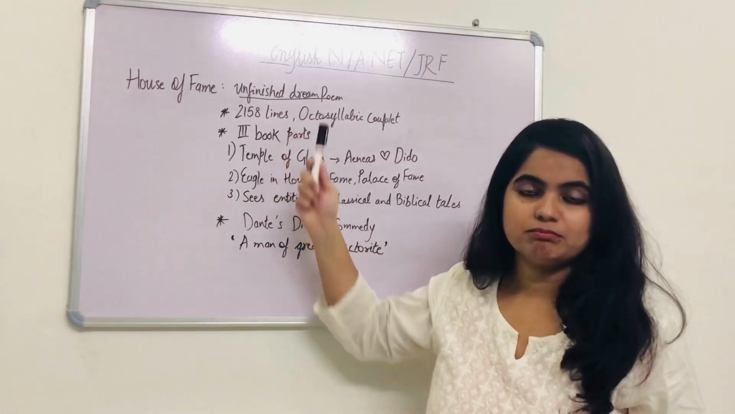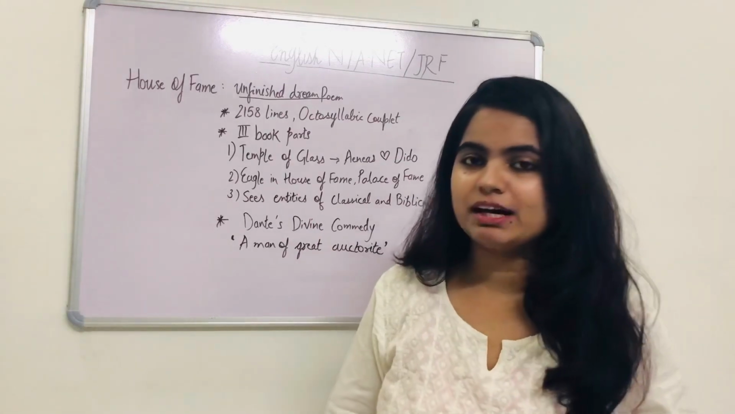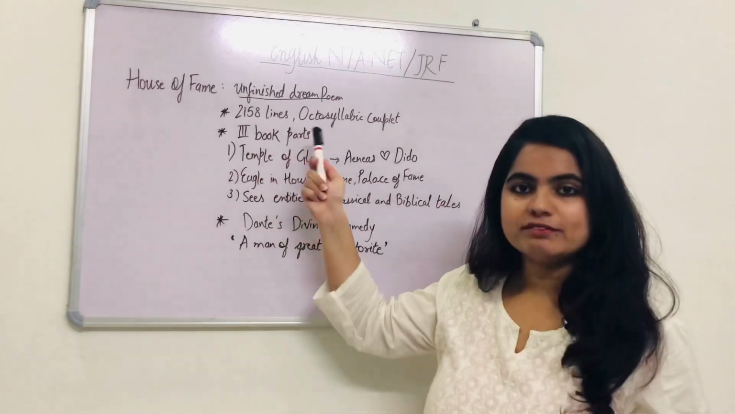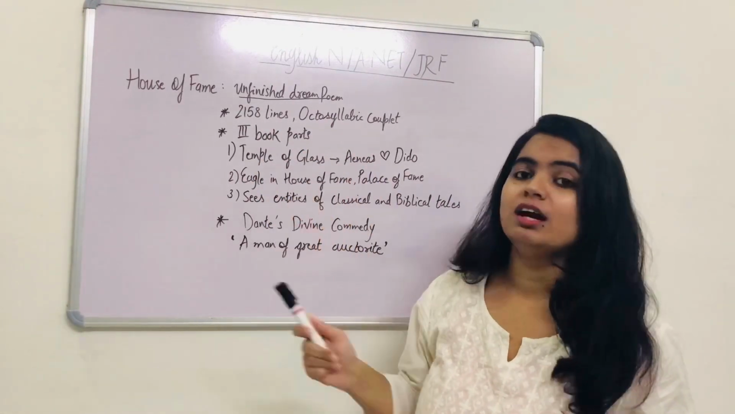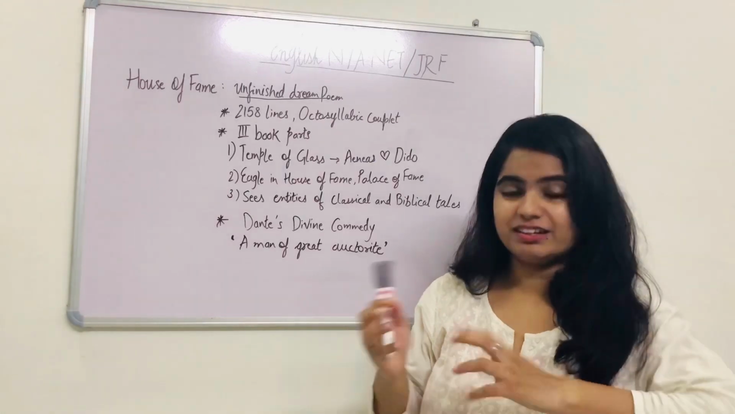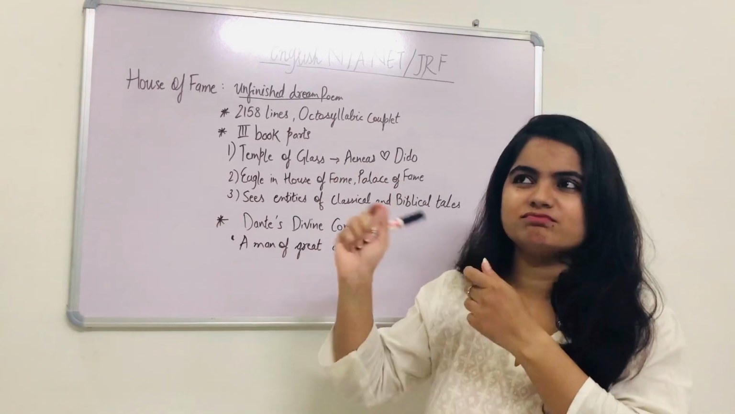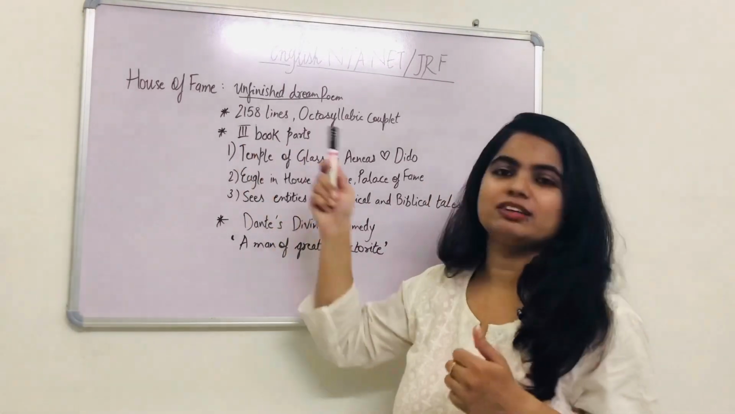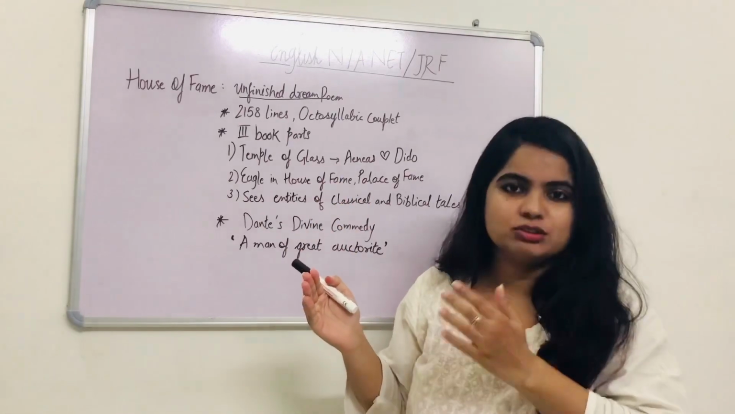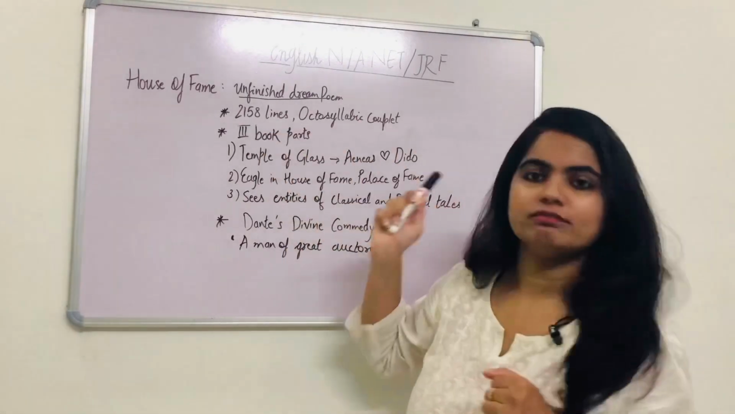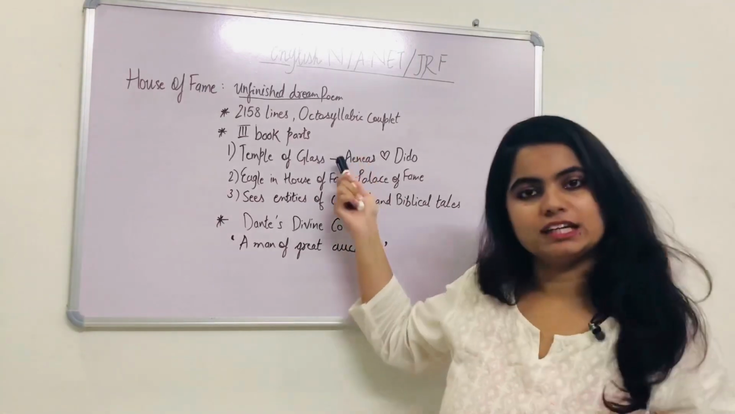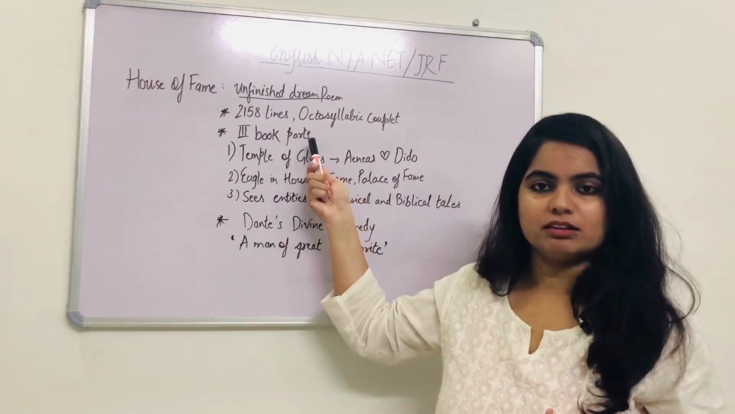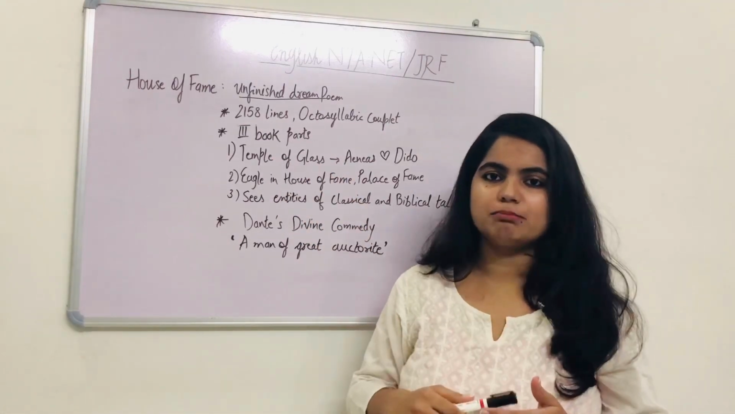So this is an unfinished dream poem, and another work written by him which is also unfinished is Canterbury Tales, right? So we have 2158 lines. You have to remember this is important. We do not have the correct number of lines, there can be a slight difference, but the major figure is greater than 2000 lines, right? So 2158 lines, and this is again octosyllabic couplet. We have already covered this. This is in three parts, right? The first part, second part, and third part.